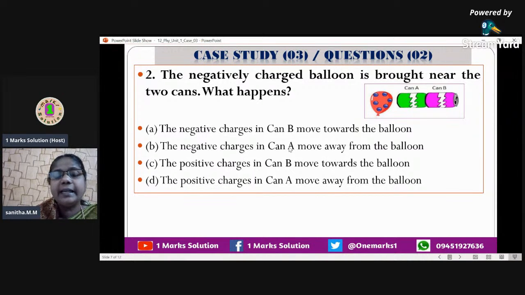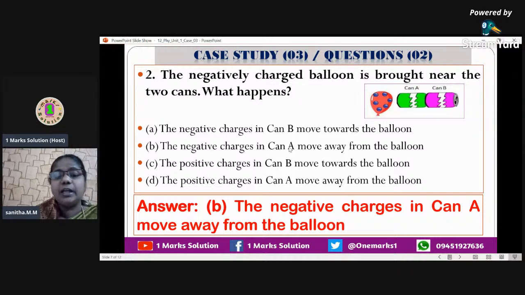That means in the can A, the negative charges, I told you, what is it? Negative will be attracted by the positive, and at the farther end negative will be there. Sure, the negative charges will be moving away from the balloon. So that is the correct answer, B: the negative charges in the can A move away from the balloon. You can go through the first one, second one, third one, fourth one, and you will get the correct answer, that is answer B only. Okay, now we can go for the next one.